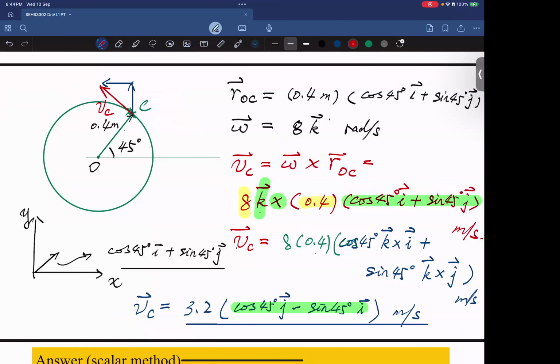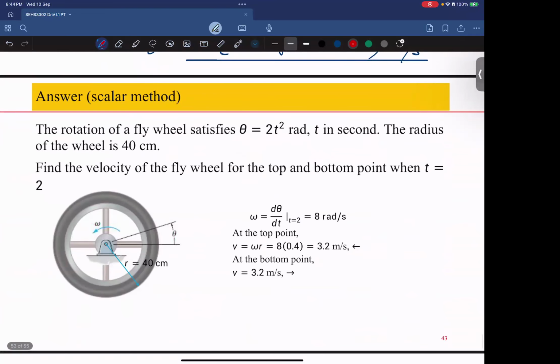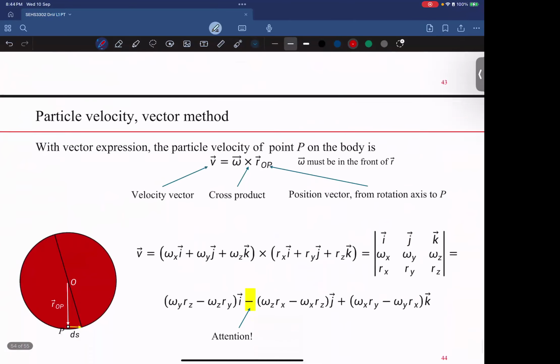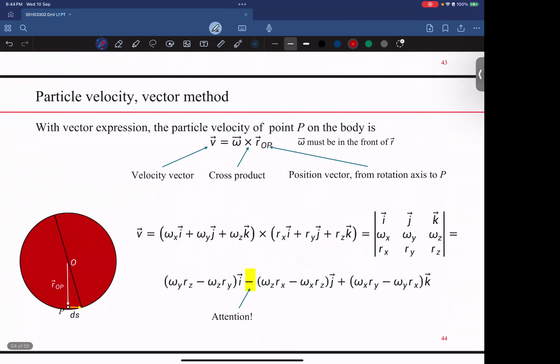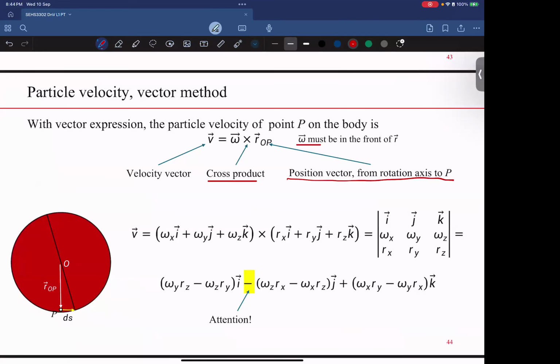How to find the position vector, right? And yeah, this is what we want to talk about. And this is the result. And finally, we can give the vector method for the 3D case. So velocity is the cross product of omega and the position vector, from the rotation axis to P. P is the point we consider, right? So here the position vector is OP, right? R_OP.